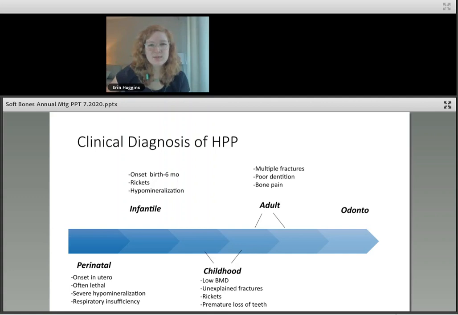Adult onset HPP is another one that, again, we kind of get into that overlap range. Some adults will not develop symptoms until much later in life. They can experience multiple fractures or dentition problems as well, and of course bone and muscle pain. However, a lot of these adults, whenever we're meeting them for the first time for their diagnosis, they're looking back and saying, oh yeah, I did lose some teeth really young, or I did have a fracture that seemed a little bit more severe than we thought it would for what happened.